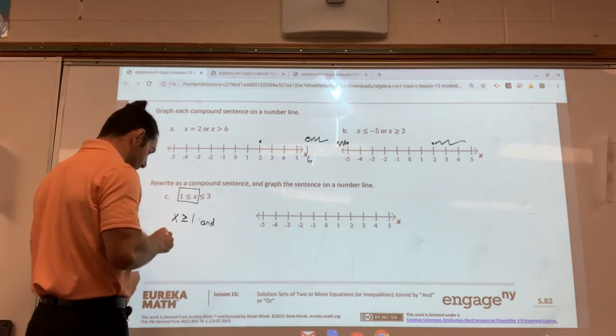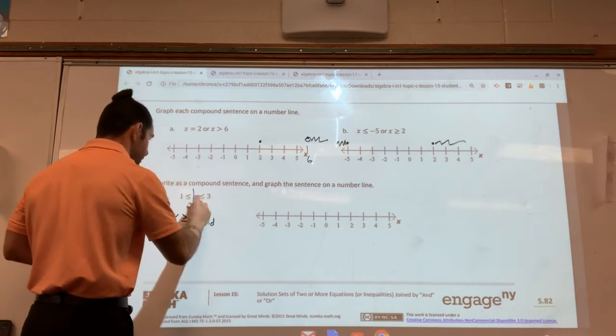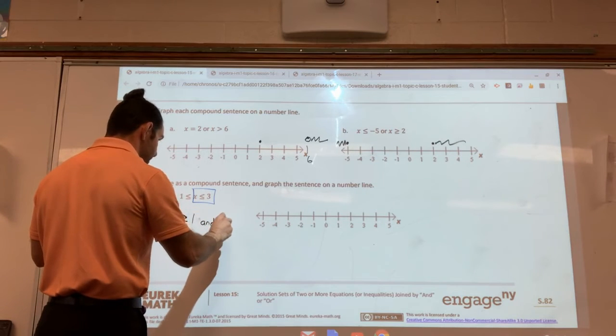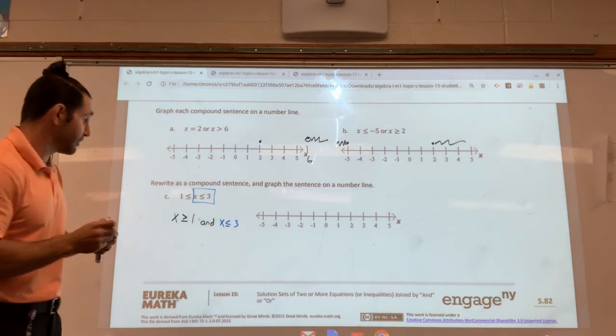Then I'm going to break it down into a different color. So now I'm going to erase this, and I've got this portion of it. x is less than or equal to 3. That's my statement. So how do I graph this?